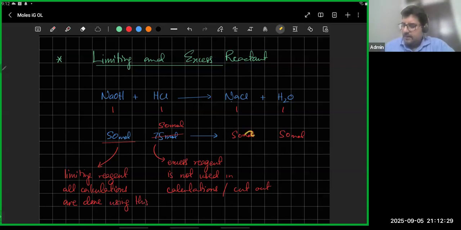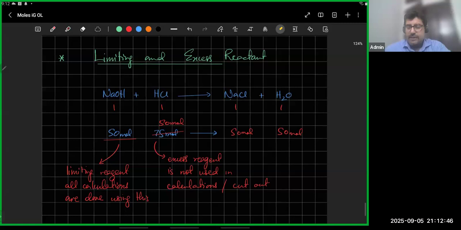Which means that when I was calculating 50 moles and 50 moles, I was using the limiting reagent. I was not using the 75 because I had realized that 75 was too much. It was in excess, and not all of the 75 was getting used up. So is it clear that all calculations would be done using the limiting reagent? Is that clear? Yes, sir.